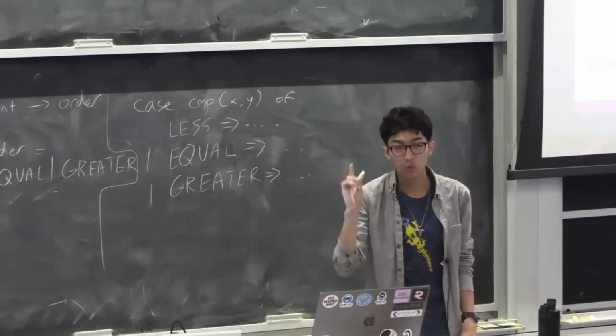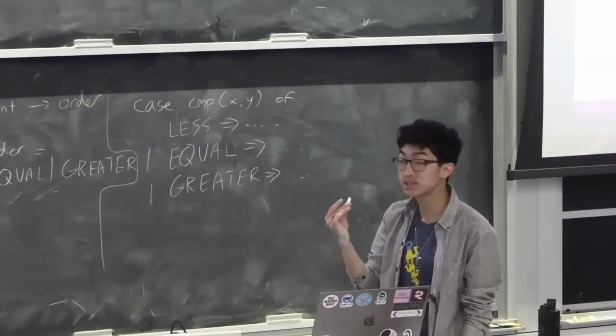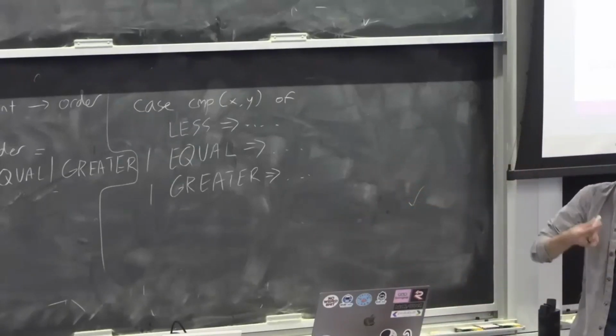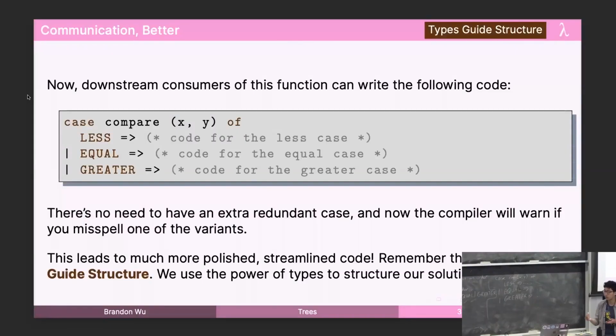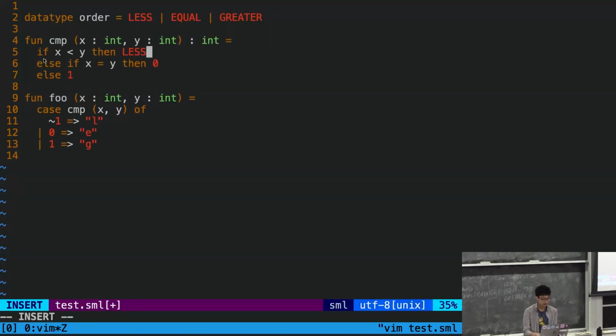One interpretation, one canonical way to do it. That's the idea. All right. Types guide structure. We structure our types to fit our problem, to frame our problem. Our way of thinking is through our types first. And let me actually just briefly demonstrate what it does. So if I say data type order equals less or equal or greater, and this comparison function now returns less, equal, and then greater.